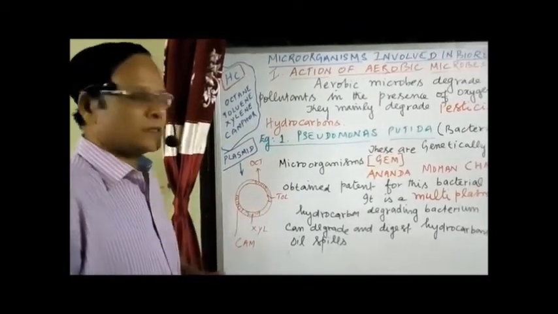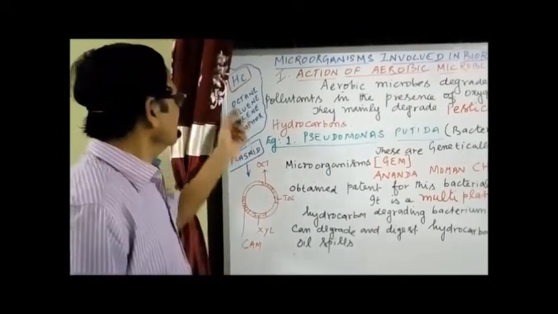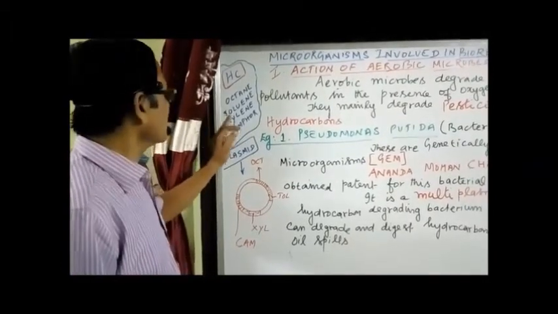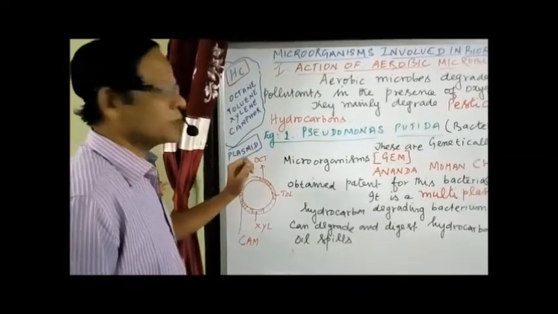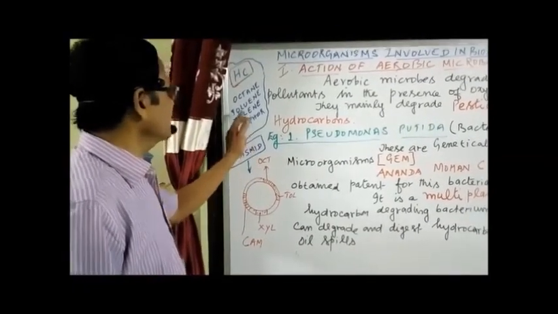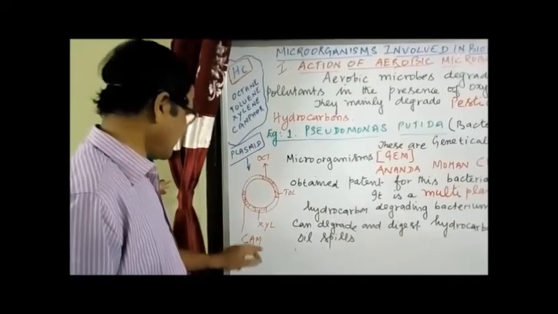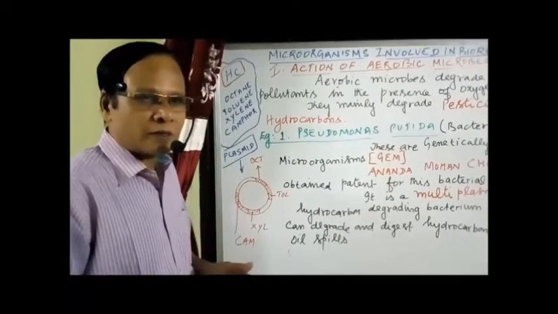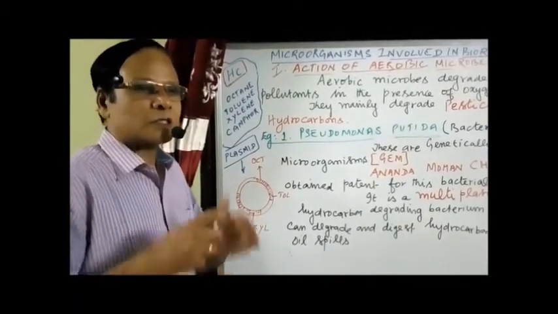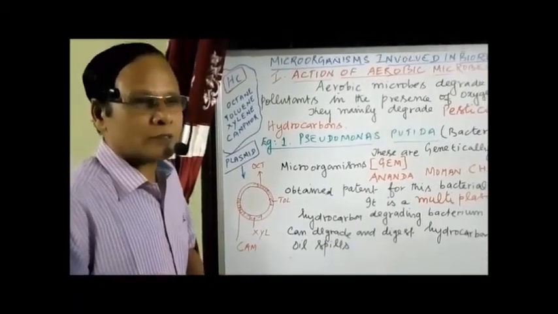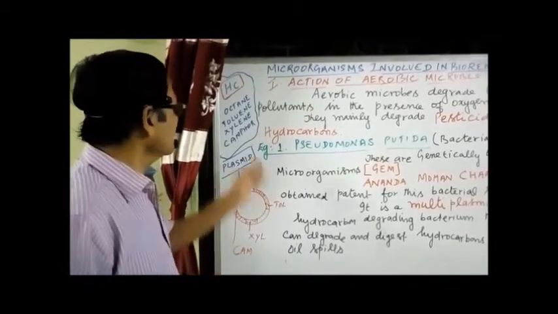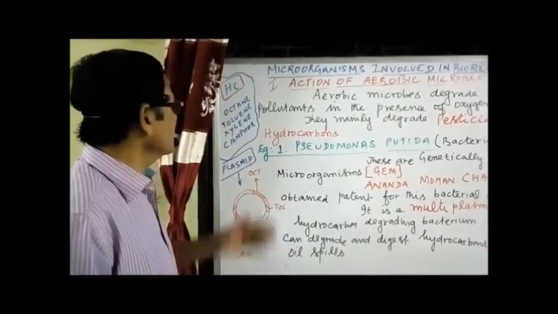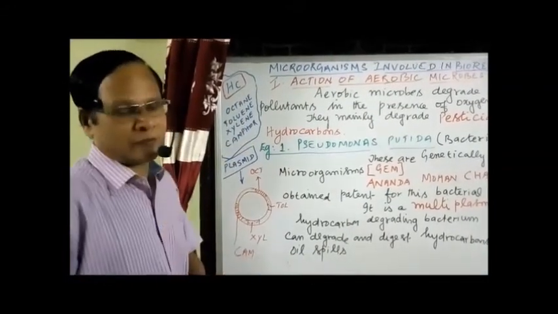Now what do these genes act on? The OCT gene degrades octane, the TOL gene toluene, the XYL gene xylene, and the CAM gene camphor. That's why it's called multiplasmid, having a number of genes responsible for degrading the hydrocarbons found in oil spills. These are the main hydrocarbons found in oil: octane, toluene, xylene, and camphor.